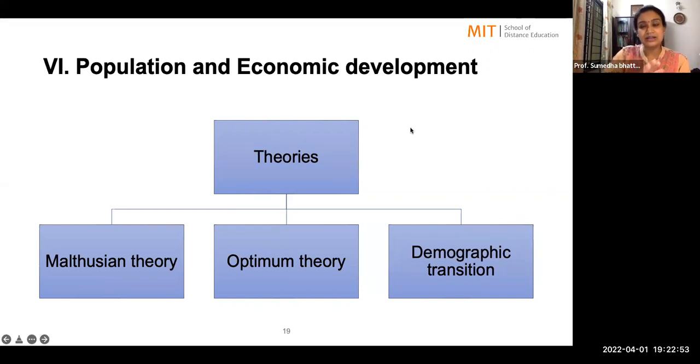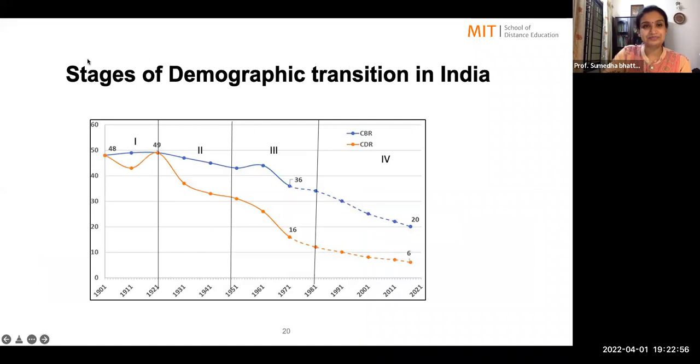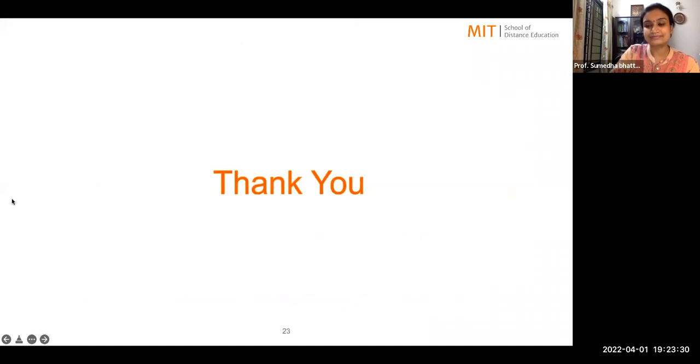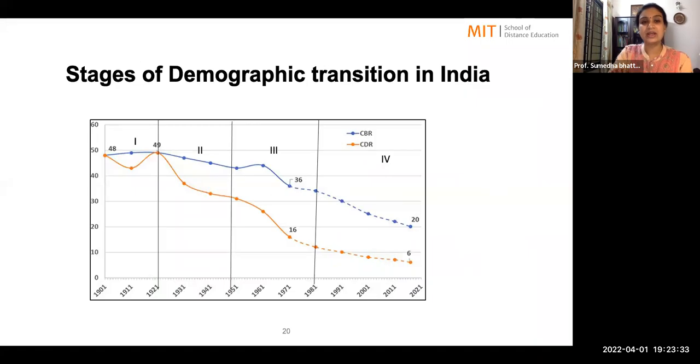Now let us have a look at the demographic stages of our country. Looking at the stages of demographic transition in India, from 1901 to 1921, we were in the first stage. Birth rate is shown by the blue line, while death rate is shown by the yellow line. And 1921 is said to be the year of Great Demographic Divide. Why? Because this was a year when the population growth rate of India had actually become negative.